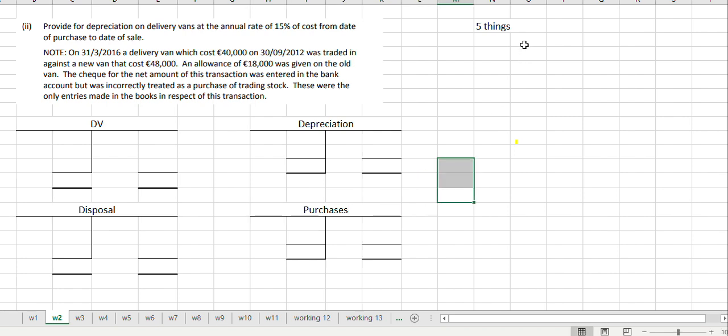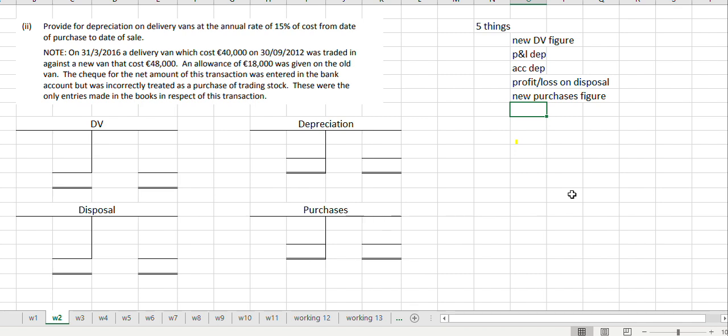Okay, so like I said up here, you're looking for 5 things. You're looking for a new delivery vehicles figure, a P&L depreciation figure, an accumulated depreciation figure, a profit or loss on disposal, and most of the time it's a loss, and you're looking for a new purchases figure. There are a lot of marks going for this note, probably around 15 or 20 marks. So I'm going to take you through it. It's going to take a few minutes and I'll explain where every number comes from.